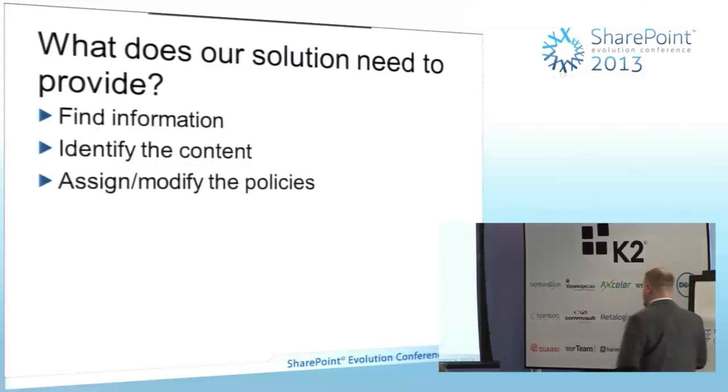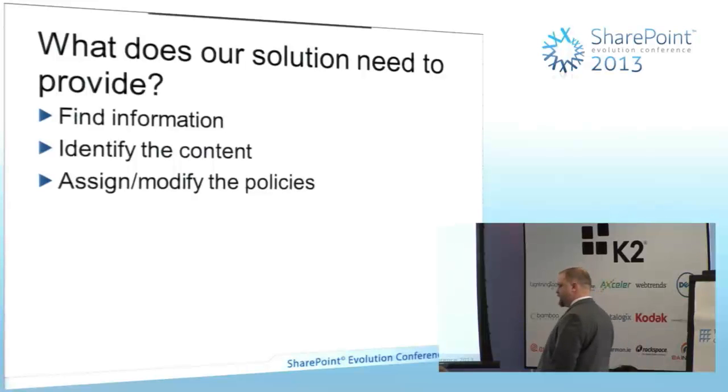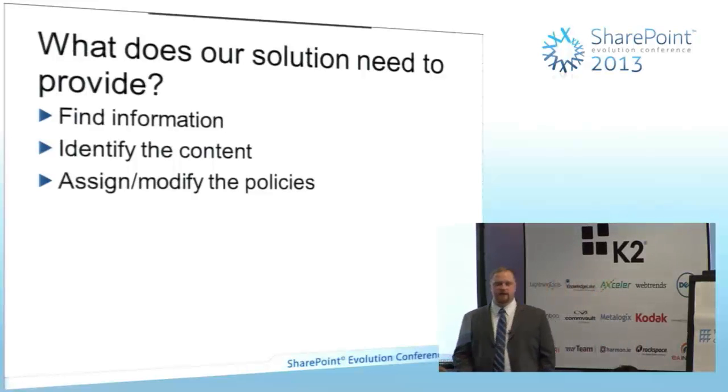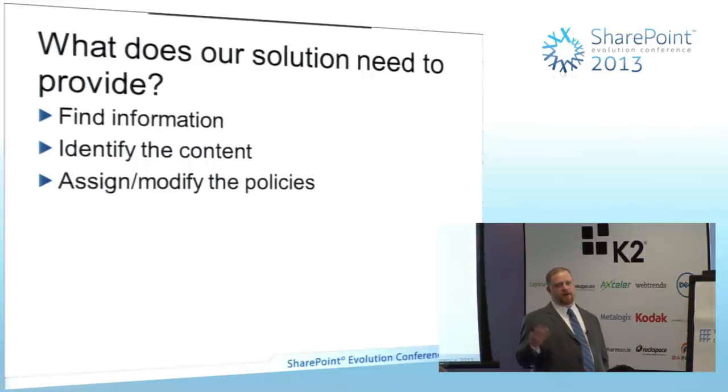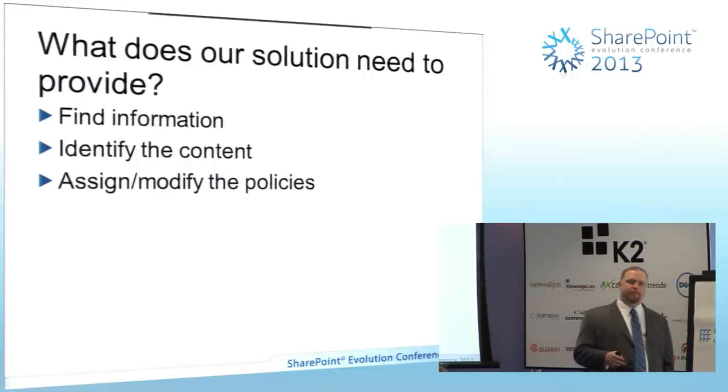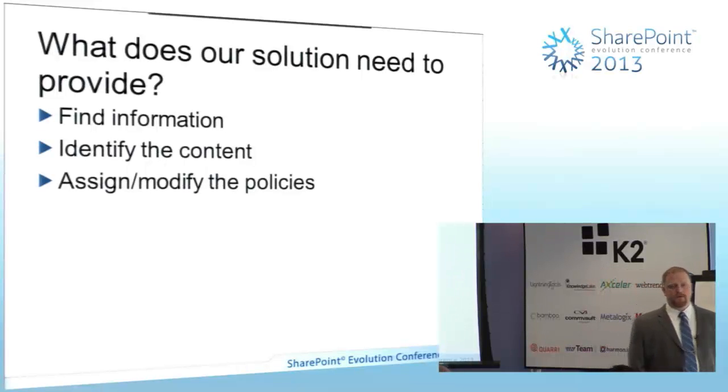We need to assign the policies. So once we've identified the content, identifying the content is all great and allows us to have a better search return. But the point is to assign the appropriate policy to the information. So once you know what the information is, you can use the taxonomy mapping that you should have developed by now. Between the data, it is this kind of document, and the policy that that kind of document should have.